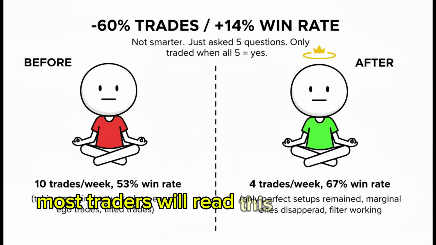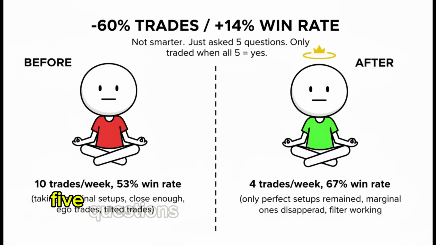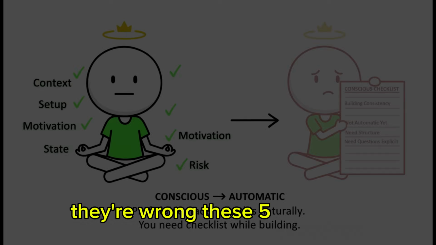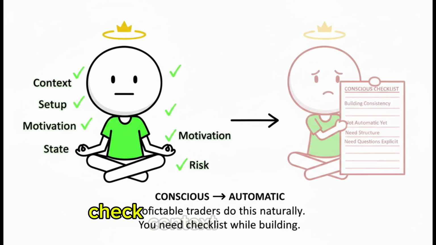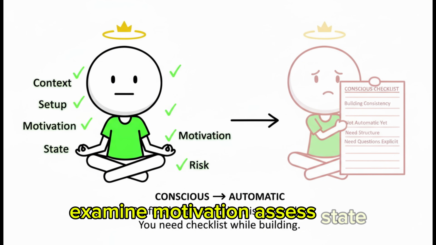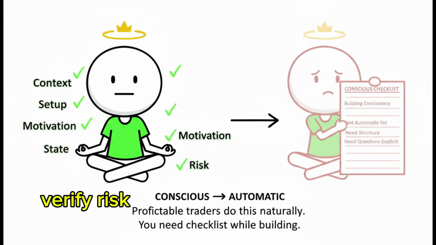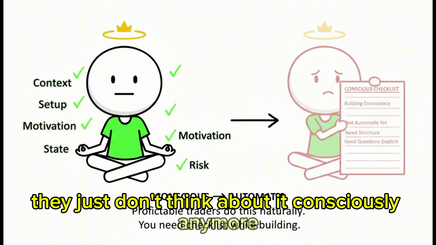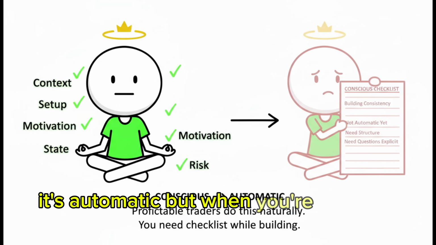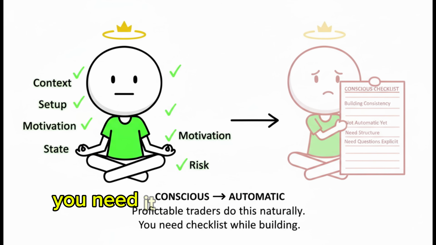Most traders will read this and think it's too simple. 5 questions can't make that much difference. They're wrong. These 5 questions force you to do what profitable traders do naturally. Check context, confirm setup, examine motivation, assess state, verify risk. Every profitable trader does this. They just don't think about it consciously anymore. It's automatic. But when you're building consistency, you need it conscious.